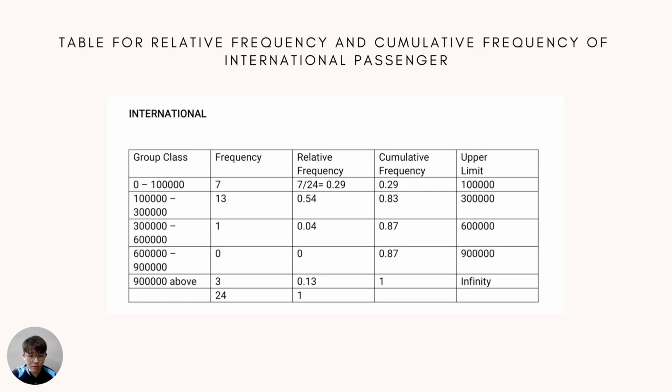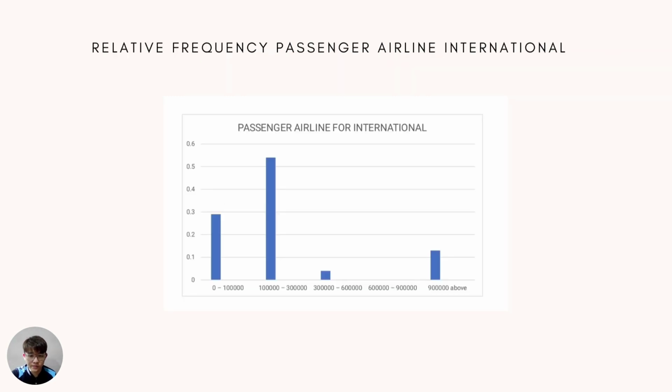And this is a table for relative frequency and cumulative frequency of international passenger. And this is the bar chart for the relative frequency passenger airline from international. The highest is from 100,000 to 300,000. And the lowest is from 600,000 to 900,000.